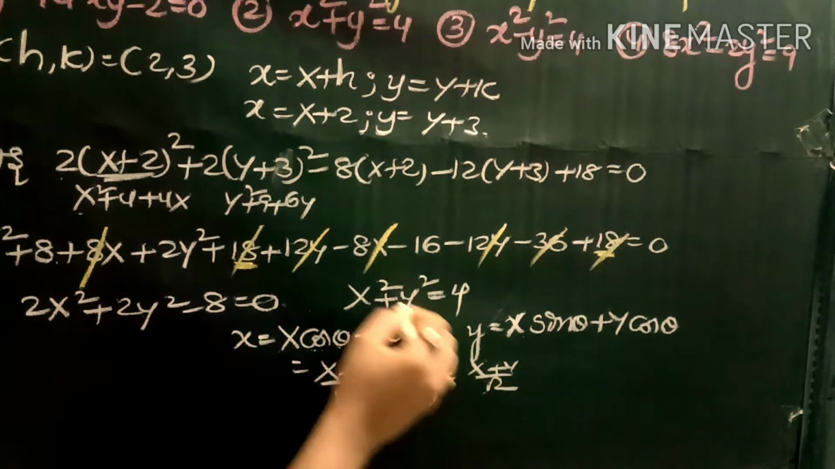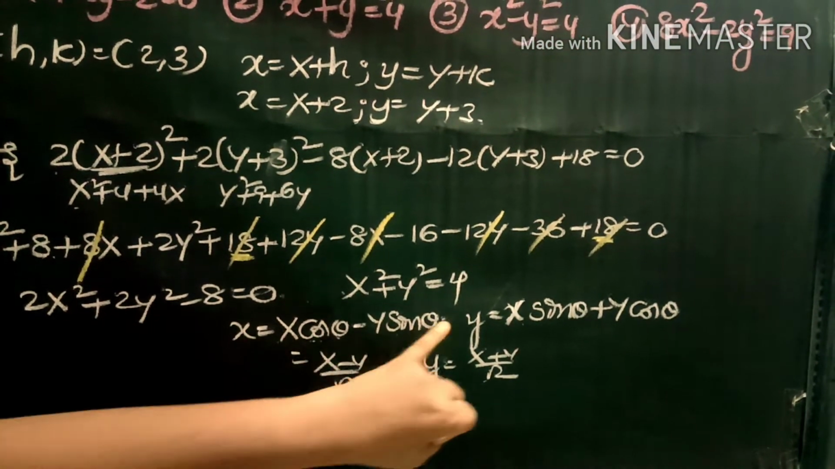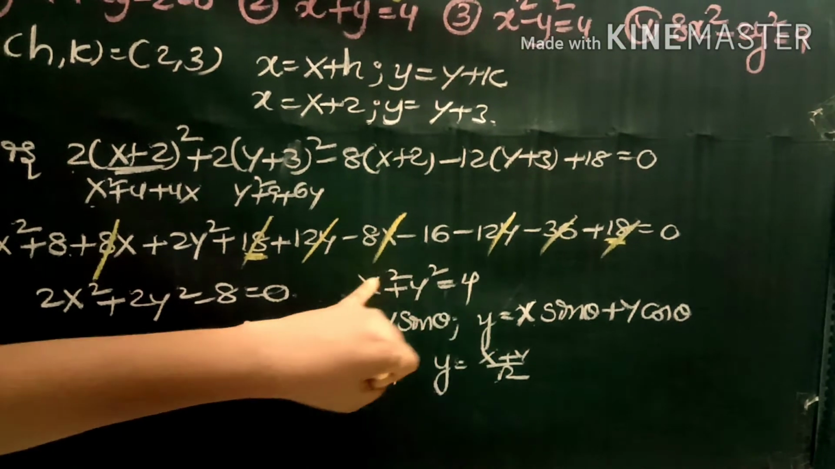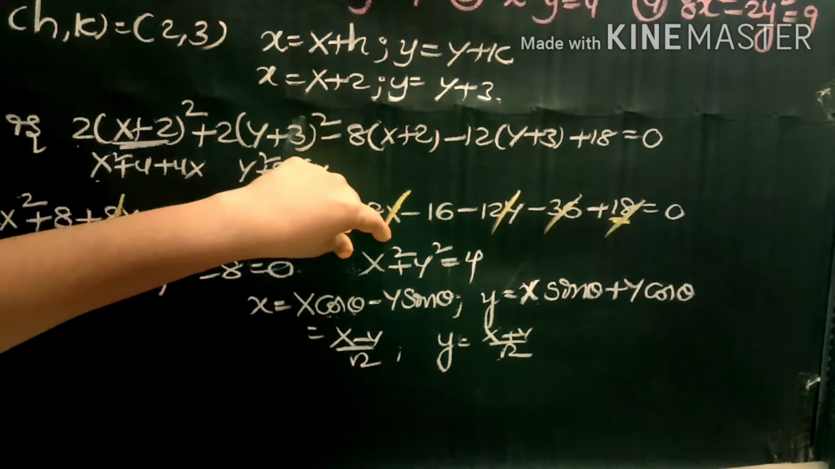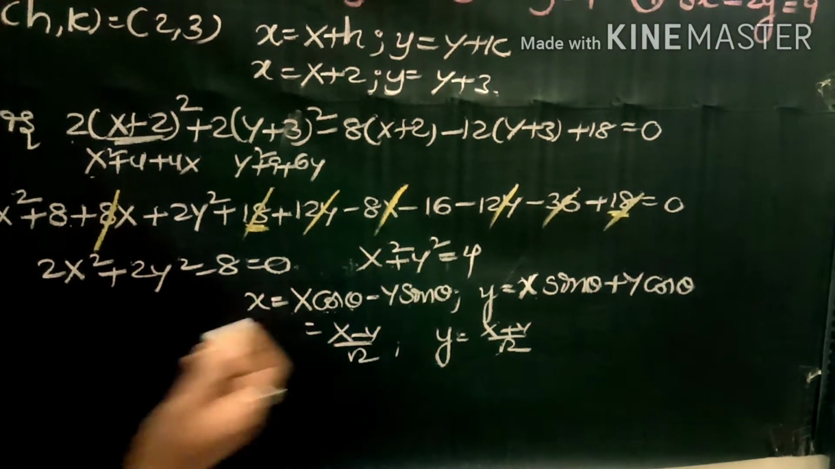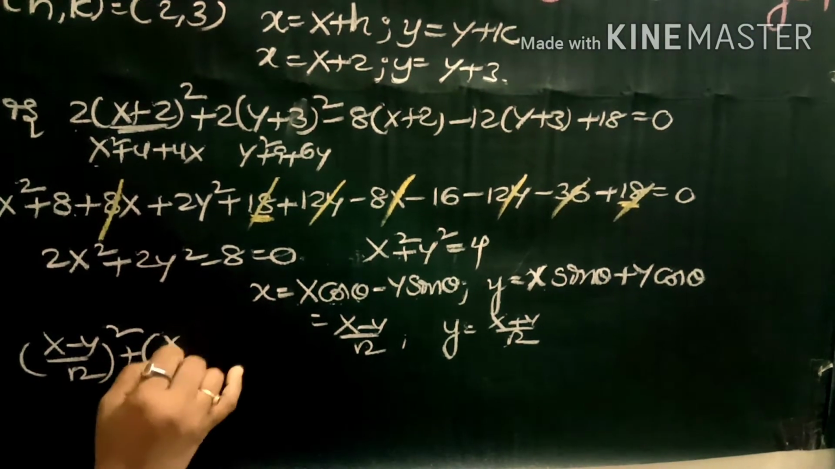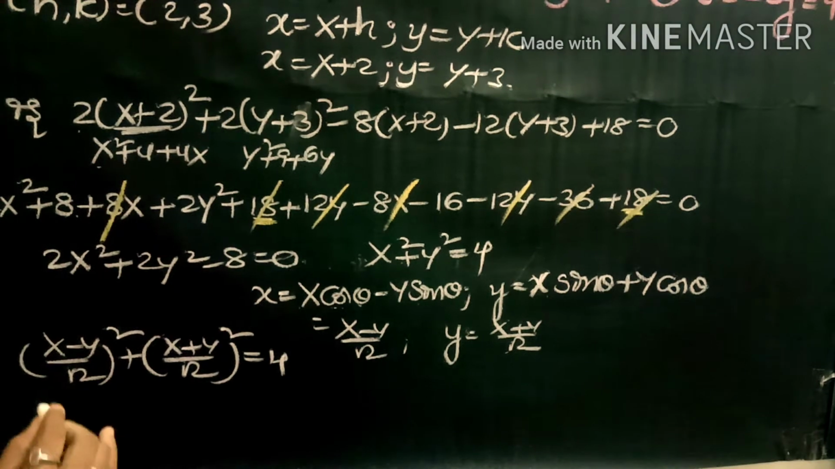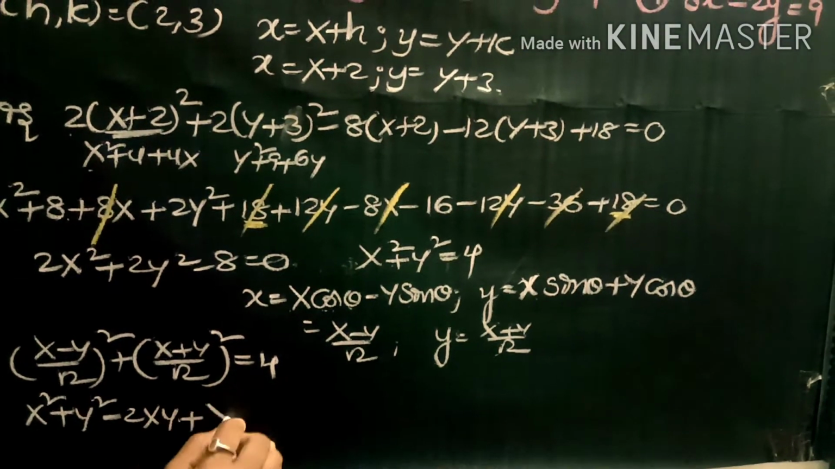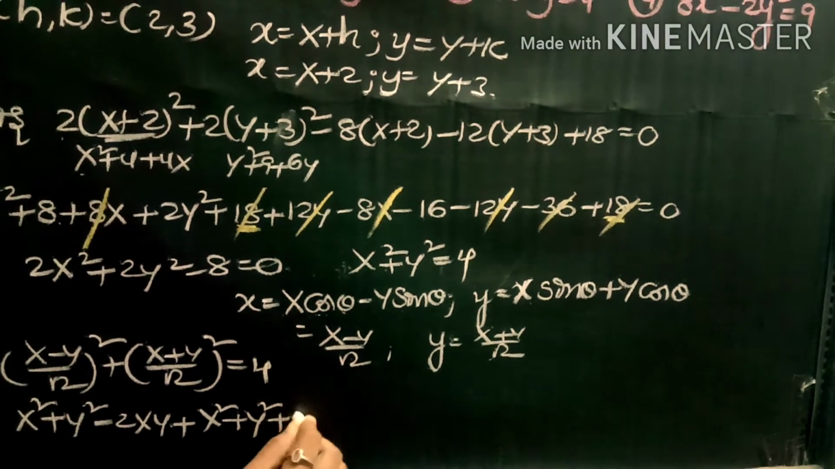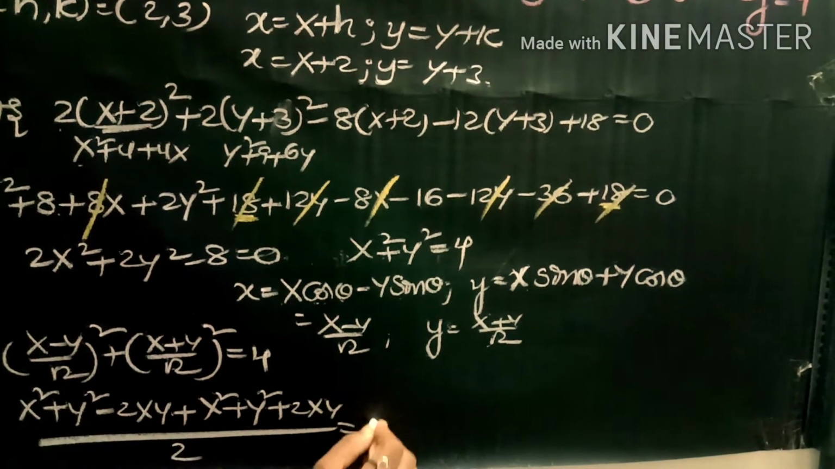Now we are substituting these two values in this equation. This is not the transformed equation, that's why we are replacing the values of small x, small y in this equation. Since this is not the complete answer, we are taking only the part of the transformation here. So replacing these values, ((X minus Y) by root 2) whole square plus ((X plus Y) by root 2) whole square, taking the expansion: X square plus Y square minus 2XY plus X square plus Y square plus 2XY, whole by root 2 whole square, that is 2, taking LCM, 2 is equal to 4.